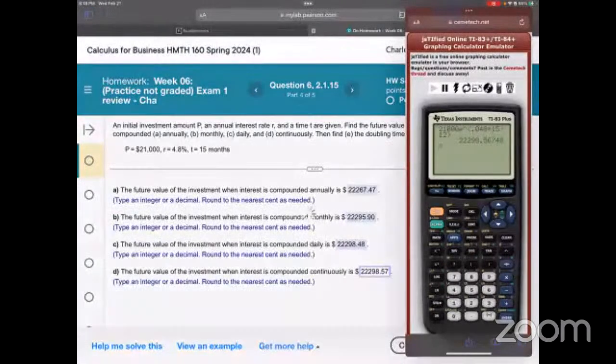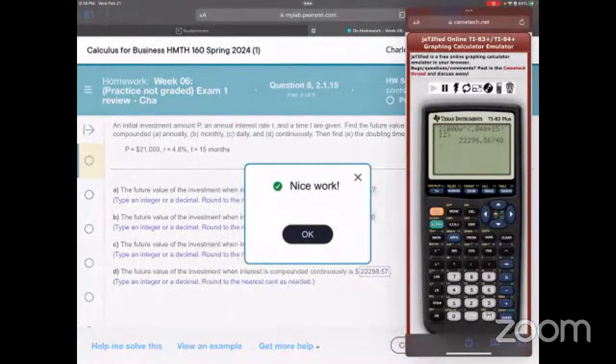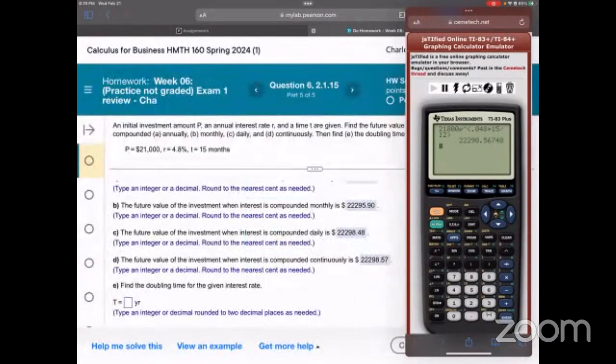Okay, well, simple thing is we just use the PERT formula. Wait a minute. Find the doubling time for the given interest rate. I think I should write this out. So if we start with 21,000 and we want to finish with 42,000, then we have to solve for T. And I think we use the PERT formula.